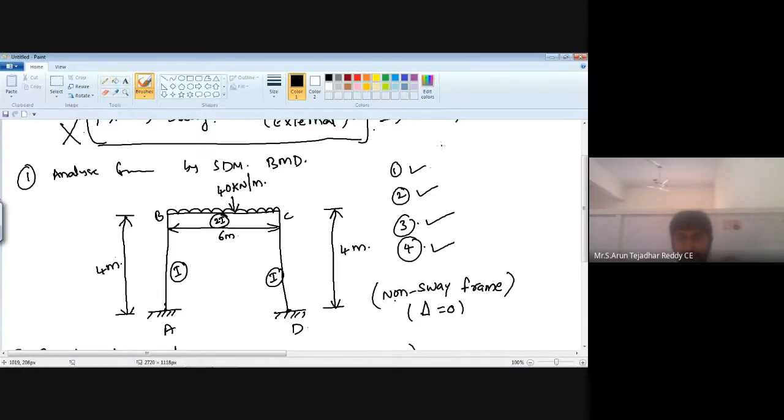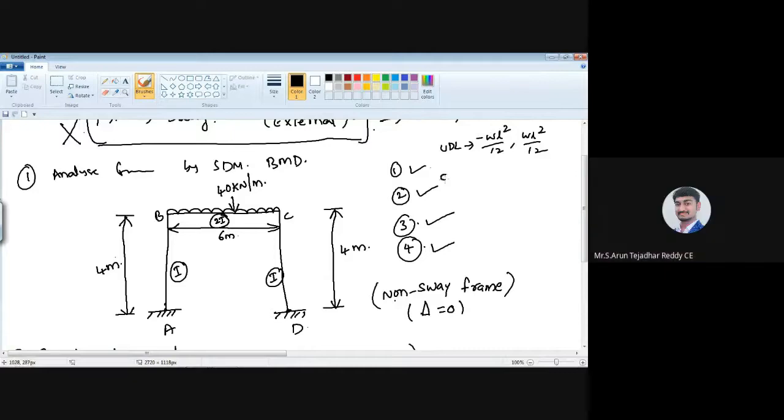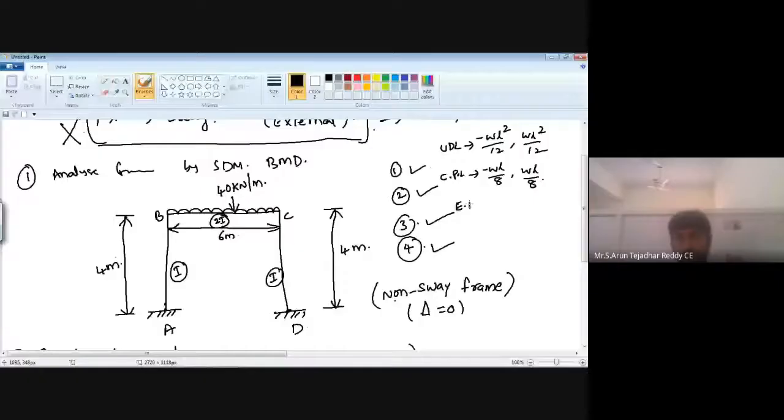If it is UDL, then the formula is minus WL square by 12, WL square by 12. If it is a central point load, then the formula is minus WAB square by L square, WA square B by L square. So based on the given load, we have some different formulas. Okay. Now, first one is fixed end moment for AB as well as BA.